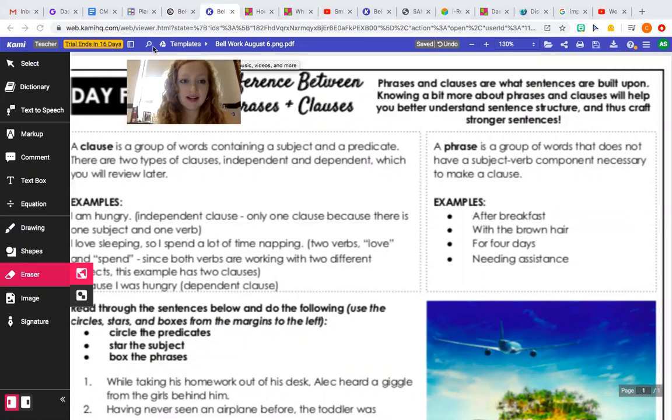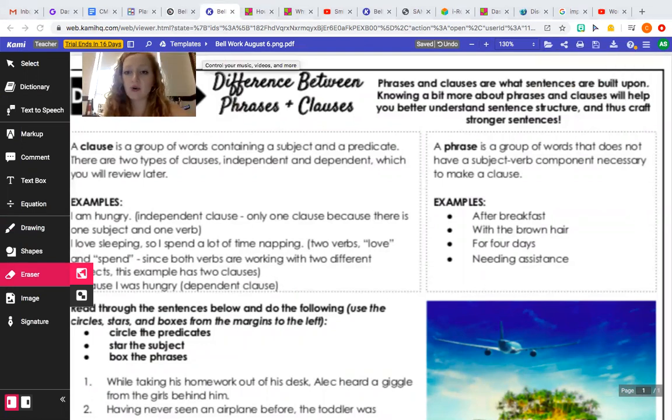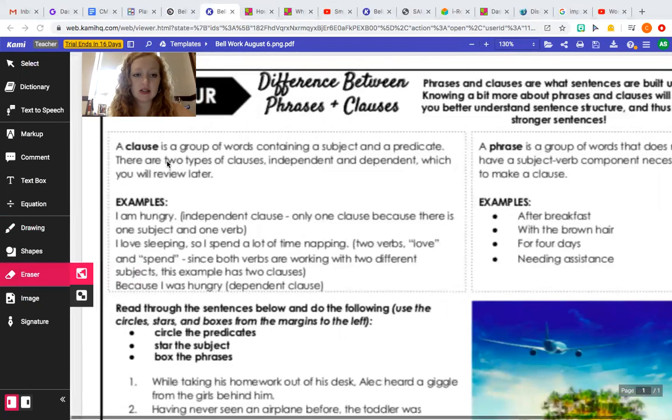So we're talking about phrases and clauses today, and we'll actually talk more about those next week. But I just want to introduce you to them in 7th grade English. So phrases and clauses are what sentences are built upon. Knowing a bit more about phrases and clauses will help you better understand sentence structure and create stronger sentences. So first, let's look at what a clause is.